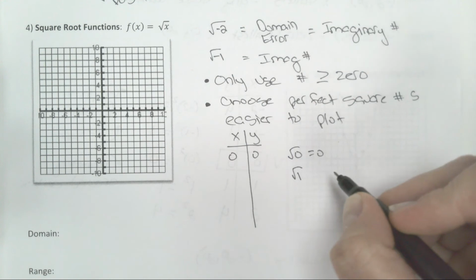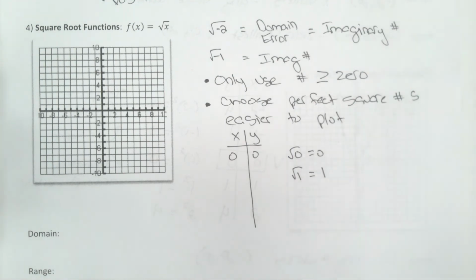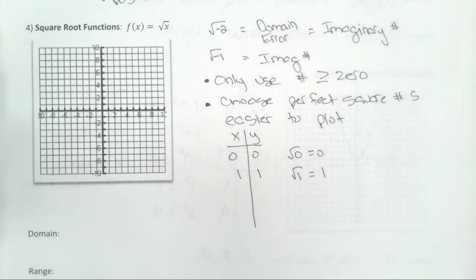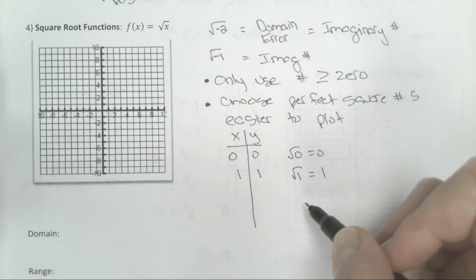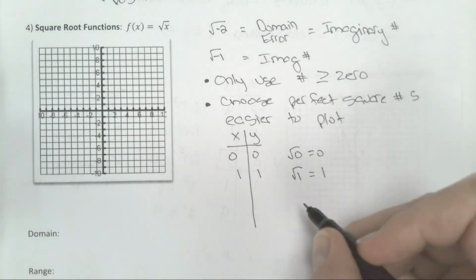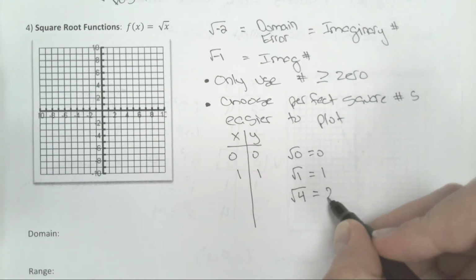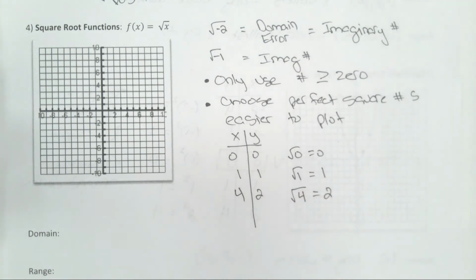1 comes next, and that happens to be a perfect square. The square root of 1 is also 1. So my x is 1, my y is 1. The square root of 2, no, not a perfect square. The square root of 3, no, that would get me a decimal. The square root of 4, oh, that one's a good one. The square root of 4 equals 2. So if x is 4, y is 2.